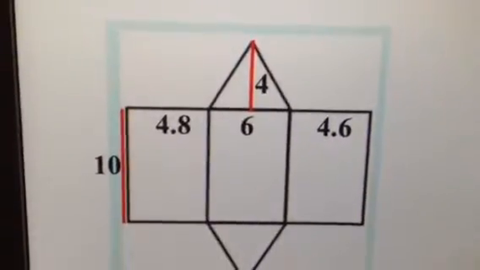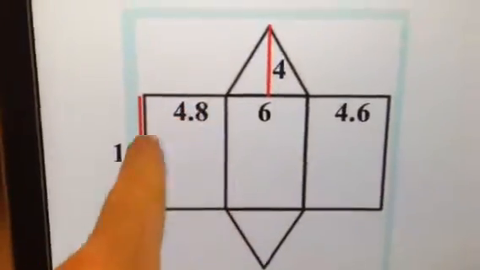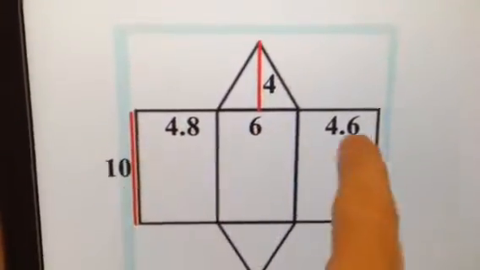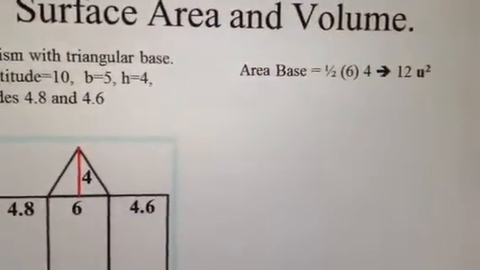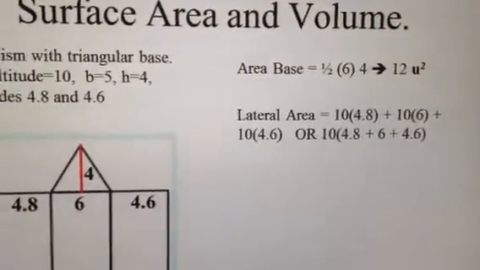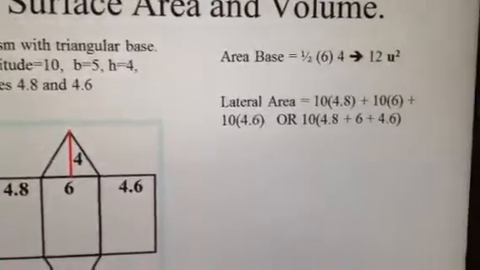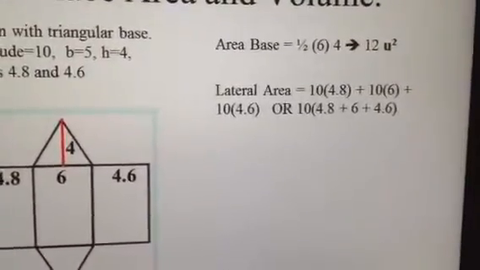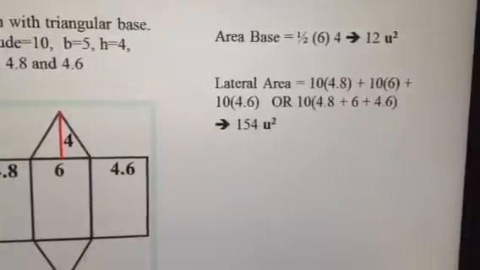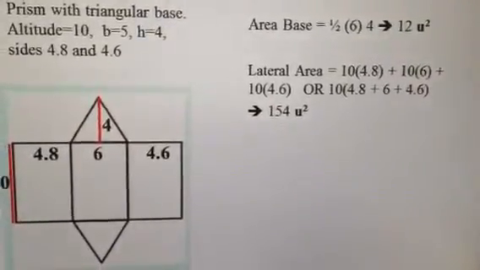And basically the perimeter. So to figure out the lateral area, I can do 4.8 times 10 and 6 times 10 and 4.6 times 10. Or if I want to do it all in one shot, I can do 10 times the perimeter, which is 4.8 plus 6 plus 4.6. Okay, so that is 154.